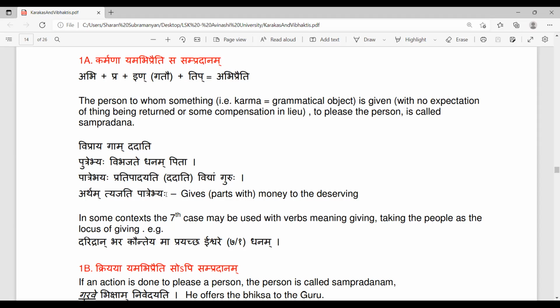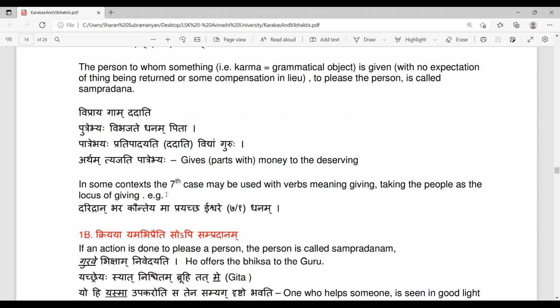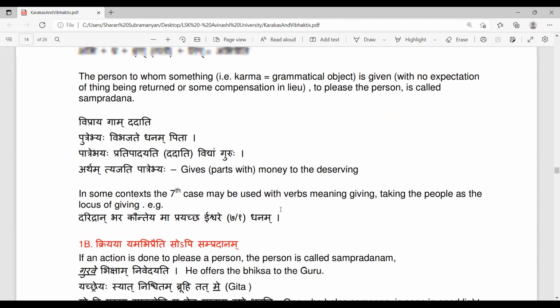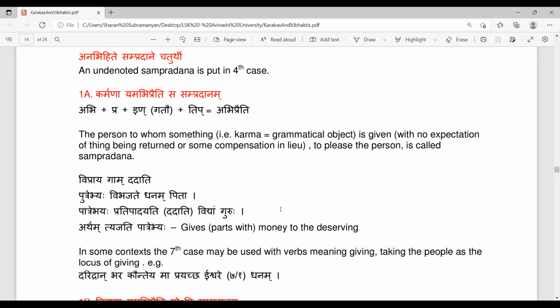Yes, in some contexts, the seventh case may be used with the verbs meaning giving, taking the people as the locus of giving. This is also possible. Daridran bhara kaunteya ma yacha ishvare. Okay, anyway, this we are not going to see. Leave that. We are going to see the simple meaning of the definition of karaka and vibhakti. So this you understand. Next one.